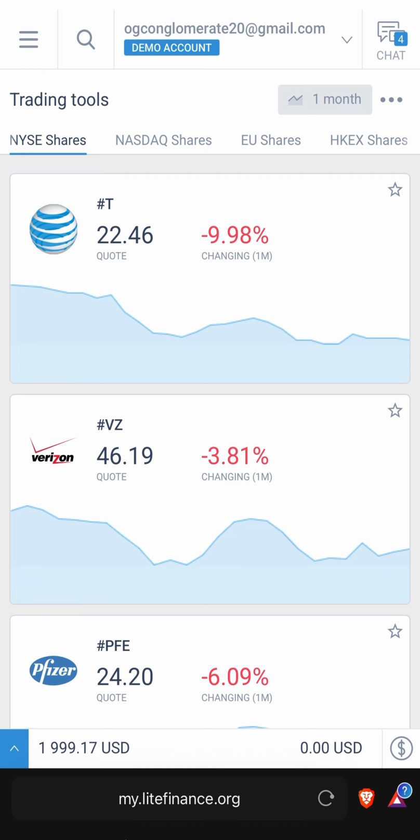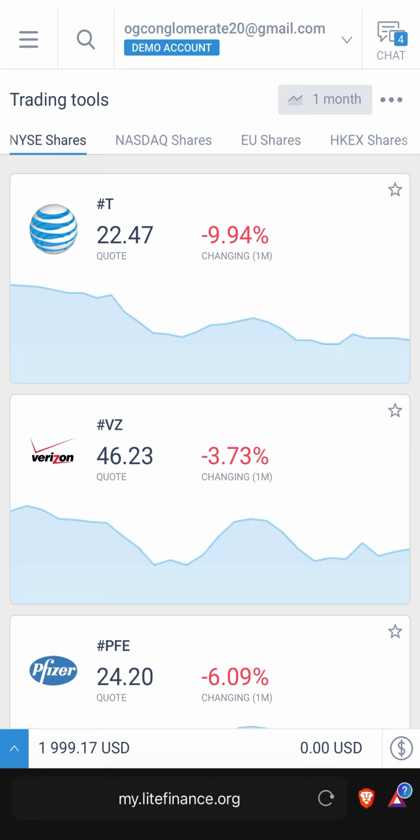Now, the reason why it is better for you to use an international broker to buy global stocks is because number one, with Litefinance, there is no swap fee. So if you place a trade and you're holding the trade for days, you're not going to be charged any swap. And at the same time, you are going to be given a leverage, which means you can open bigger positions and buy more shares from different companies.